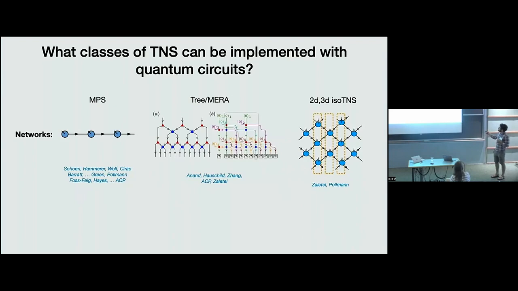In higher dimensions, I think people are only really starting to probe in the last couple of years what this means, but there are some encouraging results that a large class of states, including even non-abelian topological orders, just non-chiral ones, can be represented by low bond dimension isometric tensor networks. Yeah, I saw a question there.